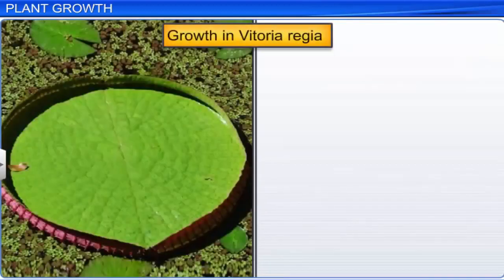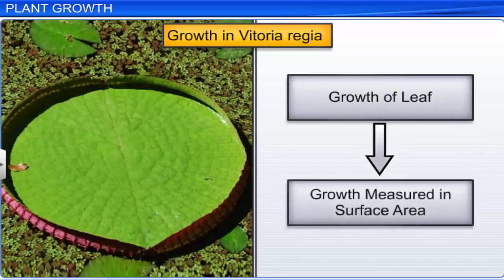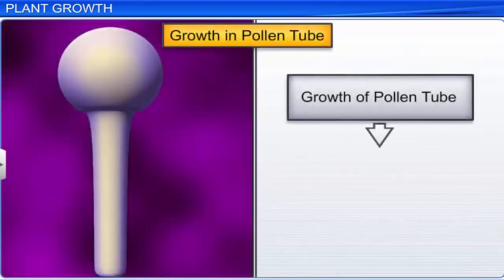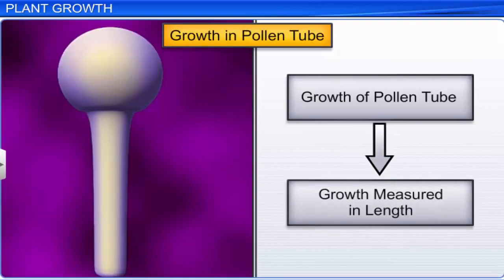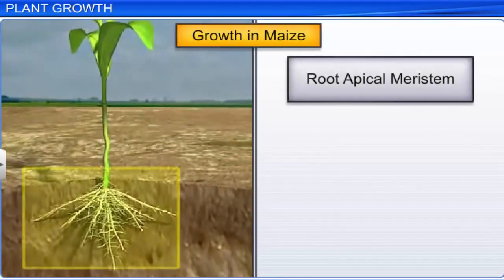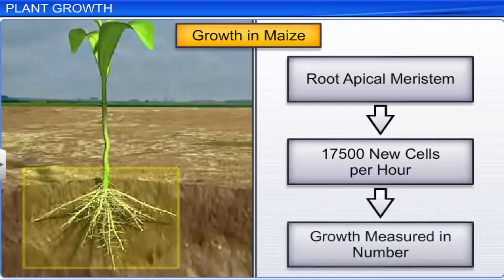In the case of Victoria regia, a leaf, growth is measured as an increase in surface area, whereas the growth of the pollen tube is measured in length. Similarly, the root apical meristem of maize results in 17,500 new cells per hour, and hence growth here is measured in number.